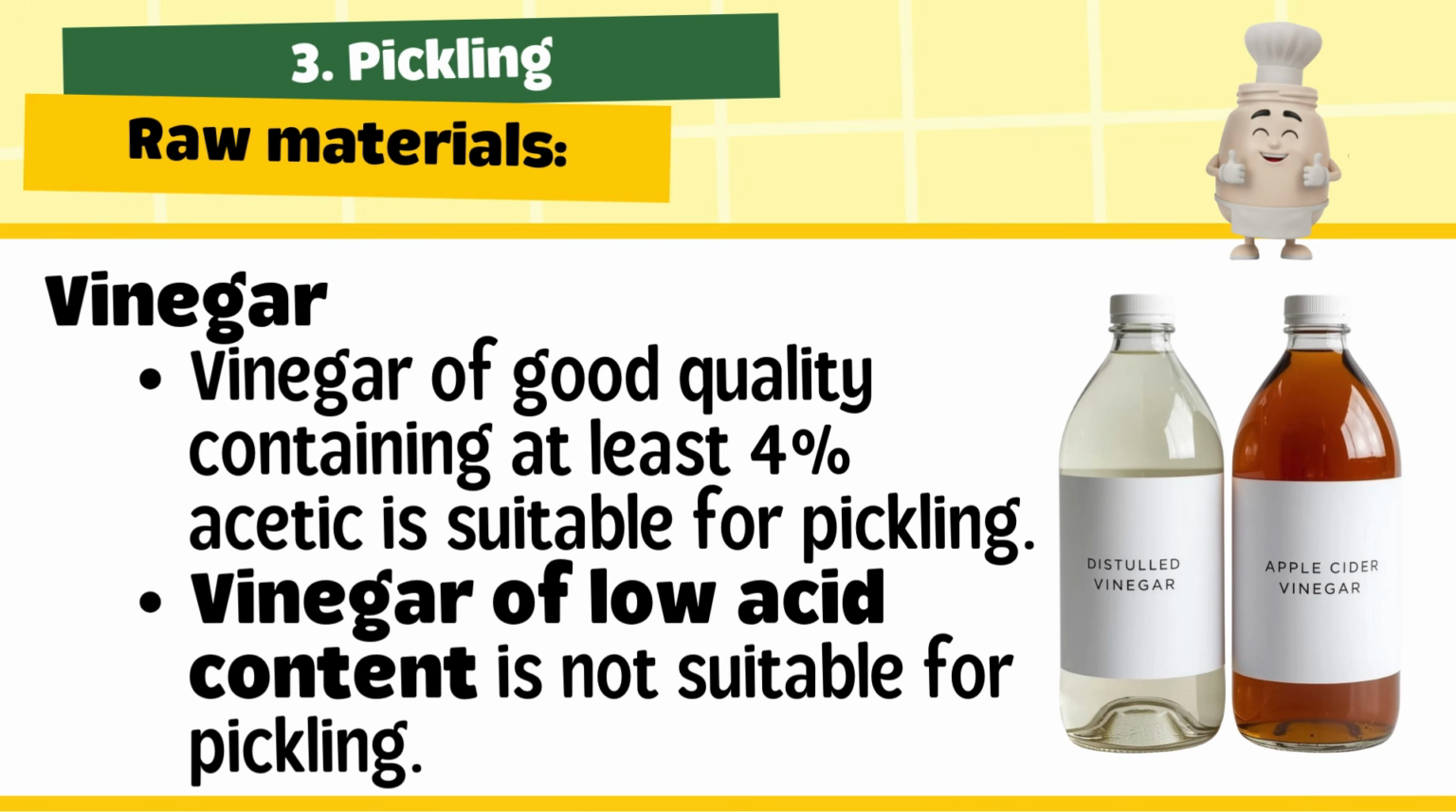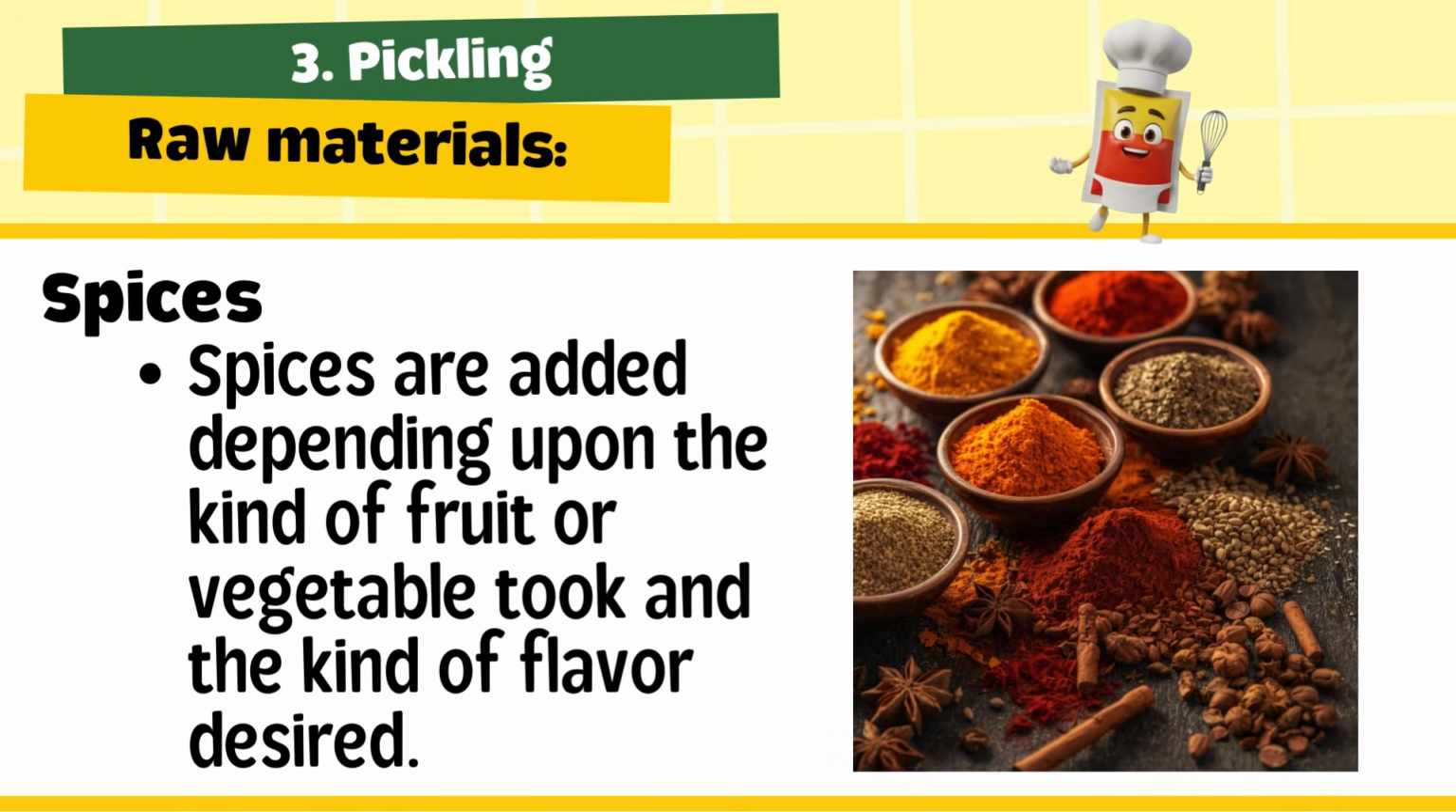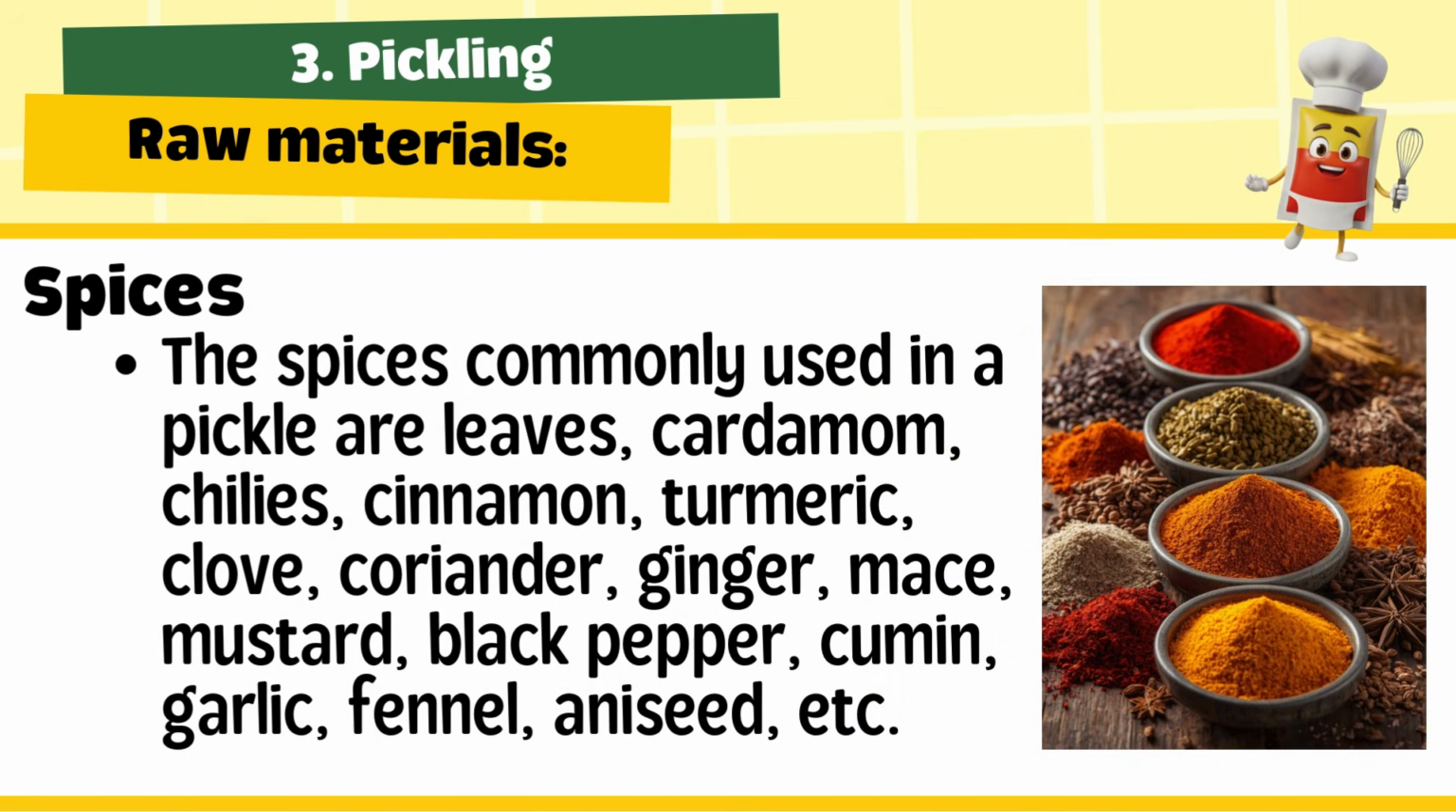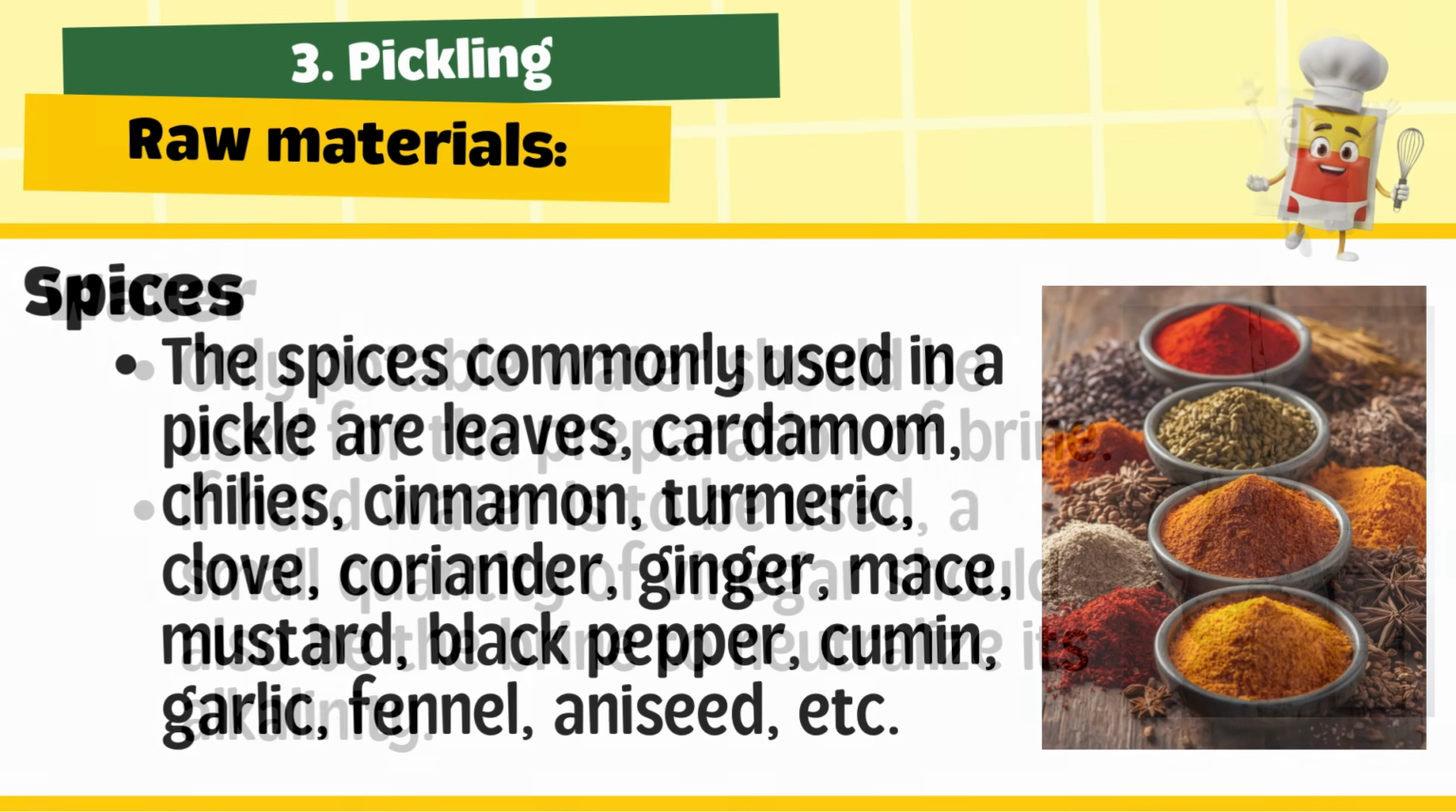Vinegar. It should contain at least 4% acetic acid. Vinegar with a lower acid content isn't suitable for pickling because it won't preserve the food properly. Spices are all about adding flavor. The types you use depend on the fruit or vegetable and the taste you want to create. Common spices include cardamom, chilies, cinnamon, turmeric, clove, and mustard.